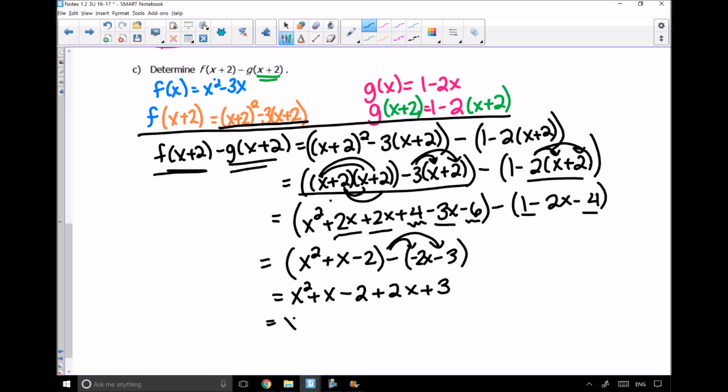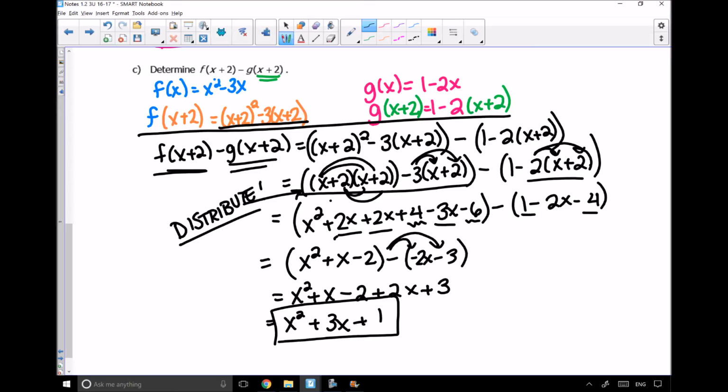So nothing is like x squared. X plus 2x ends up being 3x, and then negative 2 plus 3 ends up being 1. And this is my final answer. Now, do not forget to distribute here. Please, I beg of you, do not tell me that x plus 2 squared is equal to x squared plus 4. That is incorrect. That will never be true. The answer is going to be x squared plus 4x plus 4.